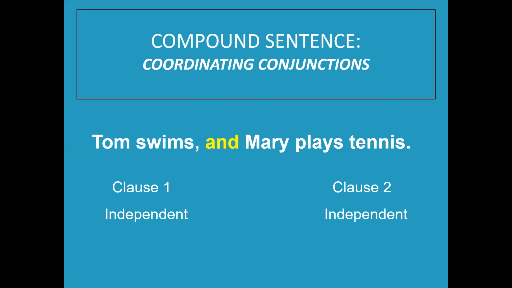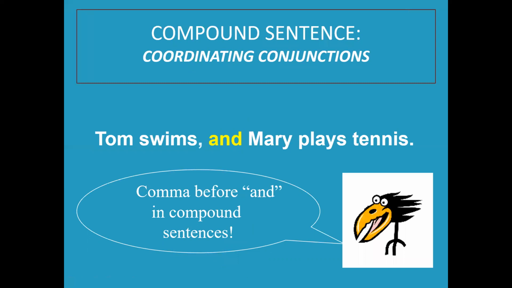So clause 1 is an independent clause in the compound sentence, and the second clause is also an independent clause. Okay, definitely we can find a comma before "and" in a compound sentence.